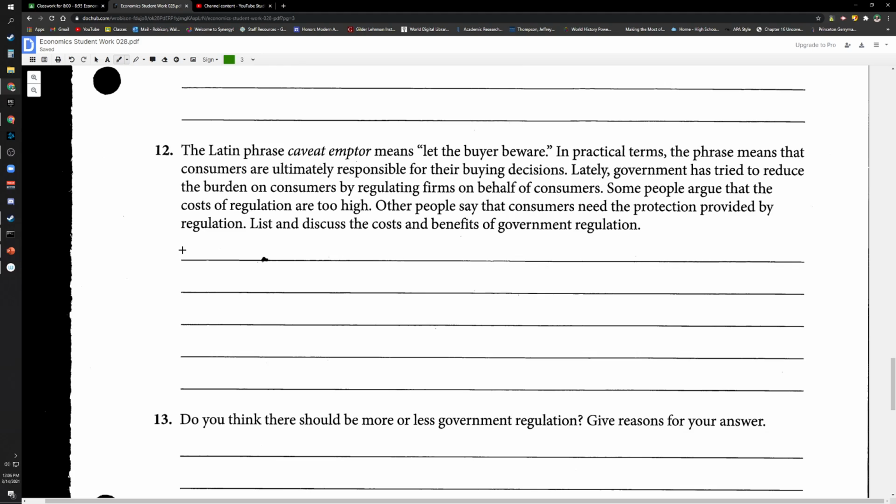And then question 13, do you think? Well, you already know what I'm going to say, so it doesn't matter. Give me your reason, take a stand, give me your reason. You don't have to do question 14 and 15, okay?